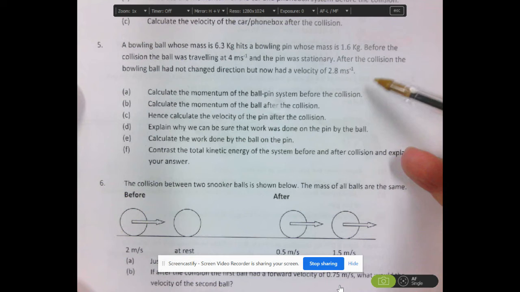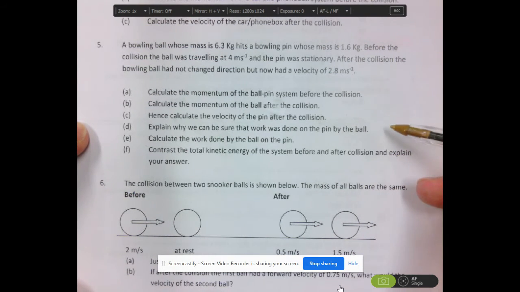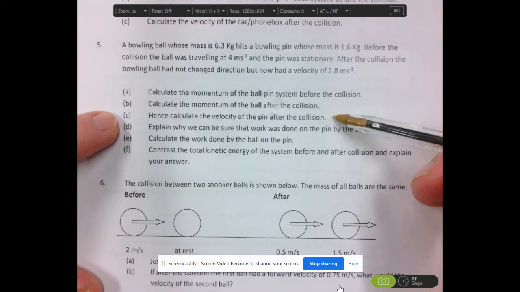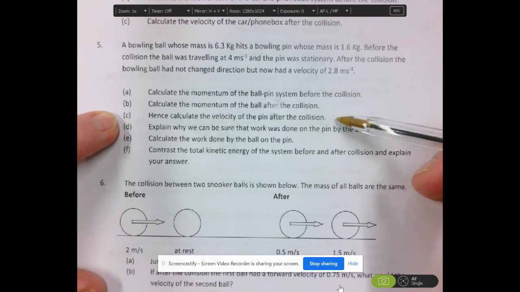So the first 3 questions here are calculating the momentum of the system and the momentum of the ball, and it's leading you through doing it. Okay. So we're going to go straight down to C, which is calculate the velocity of the pin afterwards, using just a single formula. So you can just skip these two if you wish and just go down to C.